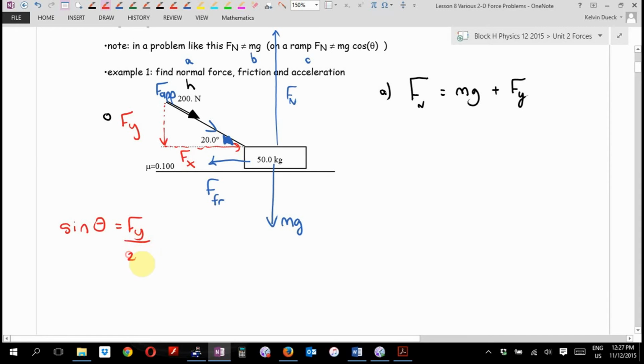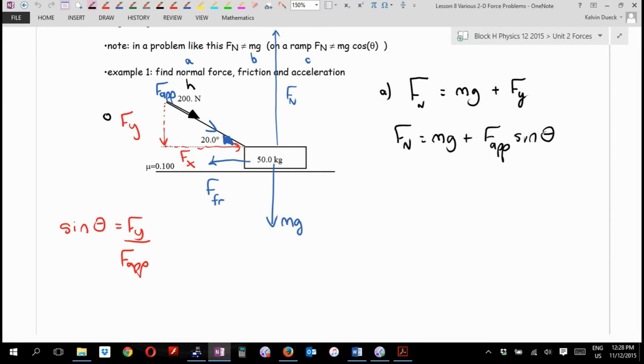Fy over, oh, you know what? Instead of putting the number, I'll just put F applied. How would I get Fy by itself? Times by F applied? Okay, so I can say Fy is F applied sine theta. So we can go like this. Normal force equals mg plus F applied sine theta. There's my generic. We'll plug in numbers in a second.